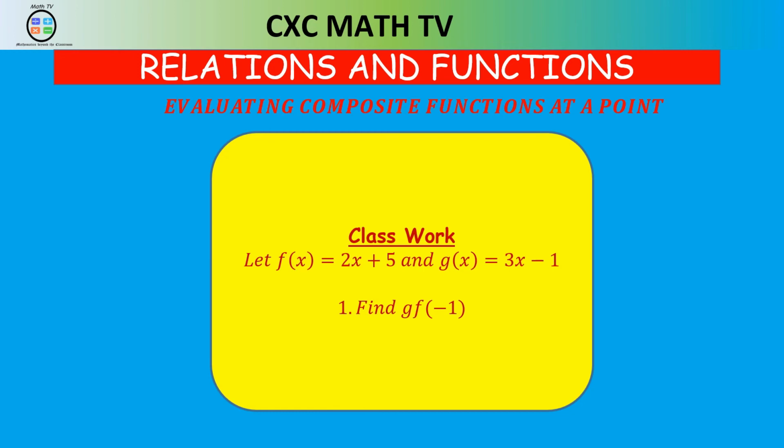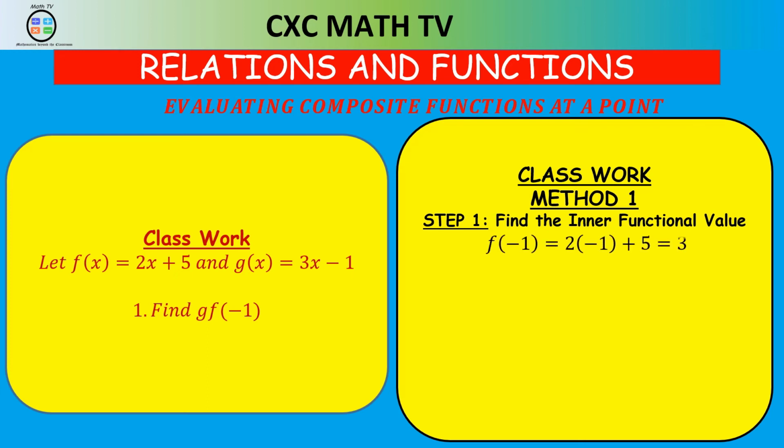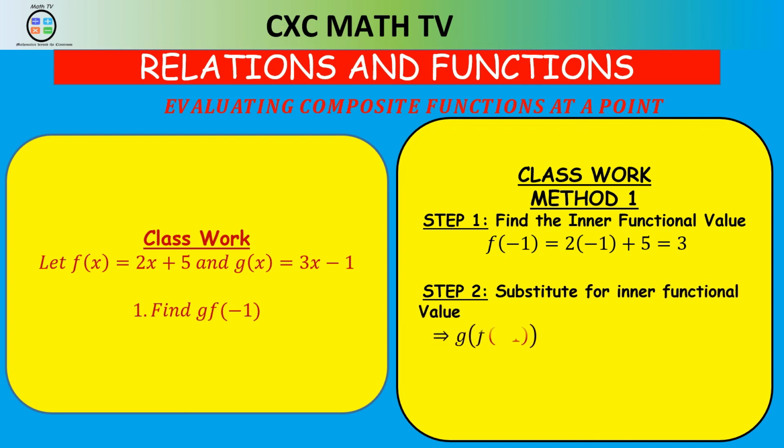Alright, doing it method 1, we substitute the inner value of negative 1 into the function f. What we get is 2 times minus 1 plus 5, which is 3. And then we substitute that value of 3 now into g. So g of 3 is then 3 times 3 minus 1, which is 8. So gf of minus 1 is 8.